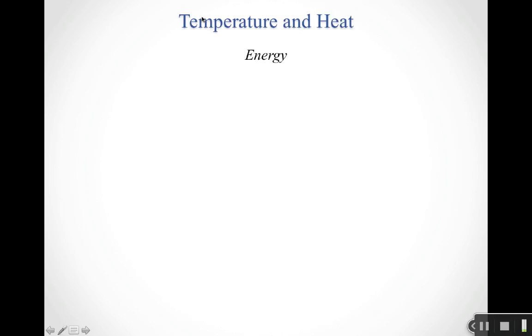So as we start thermodynamics, the first thing that we really need to do is talk about our definitions and these ideas of temperature and heat. There's a lot of confusion that students typically have about these two words and what these concepts mean. So let's try and clear that up as well as we can right up front.